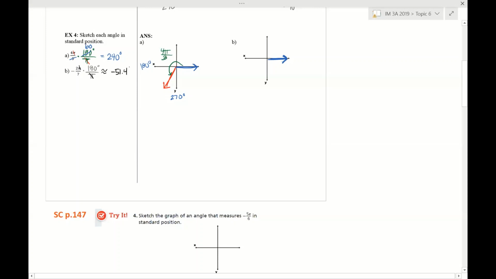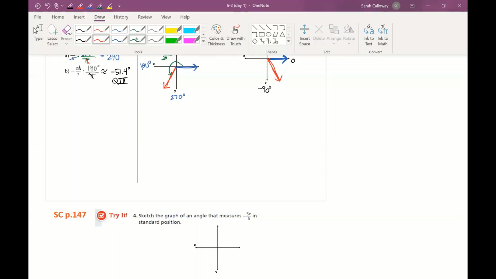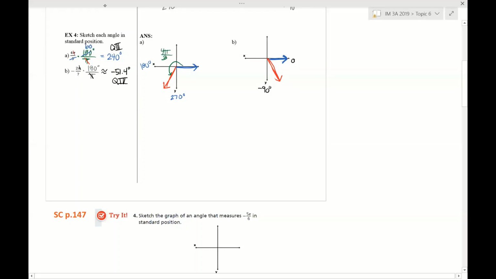Remember that these values are really just to tell us which quadrant we lie in. So the previous one was positive, it ended up in quadrant 3, so that's where we drew our terminal side. Since this is a negative angle, I know that's going to lie between 0 degrees and negative 90 degrees, so that's going to end up in quadrant 4 visually because it's a negative angle. So negative 51.4 degrees is going to be a little bit closer to negative 90 than it is to 0. But remember that we were given 2 pi over 7, so we're going to label it that way. So our angle is going clockwise, so going down from our initial side, negative 2 pi over 7 radians.